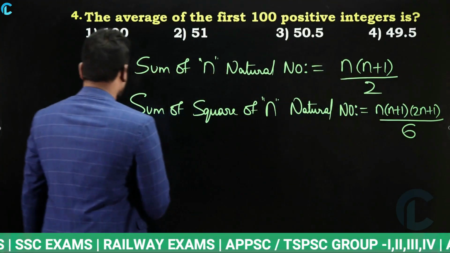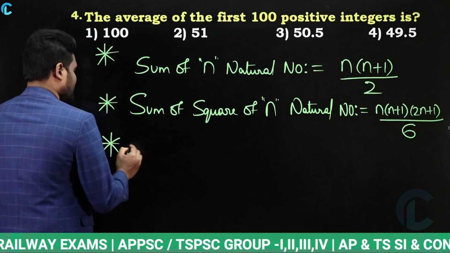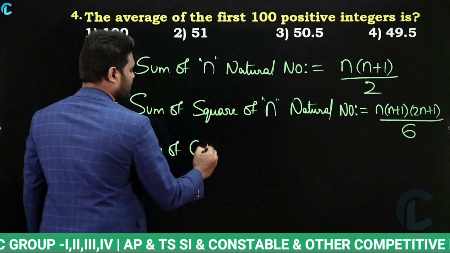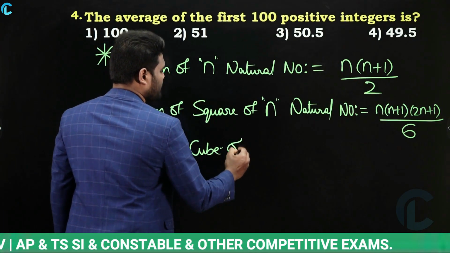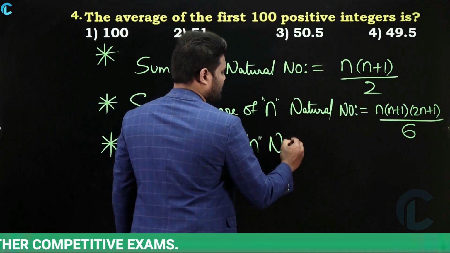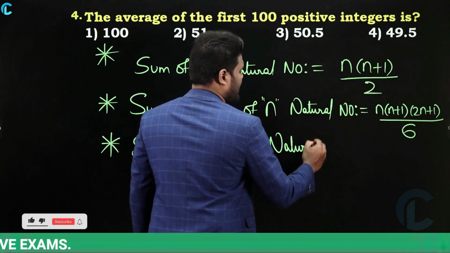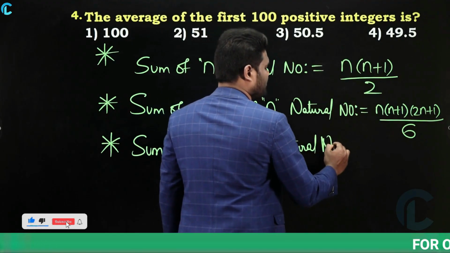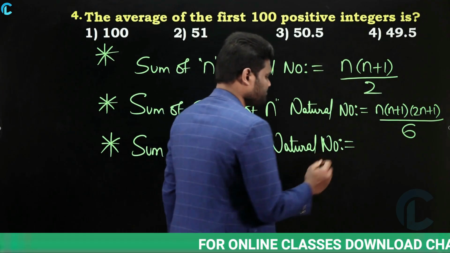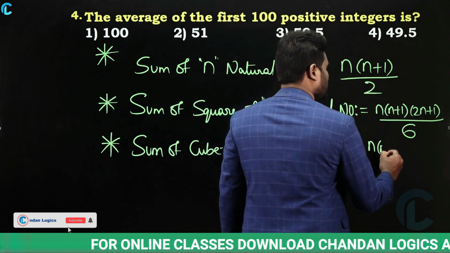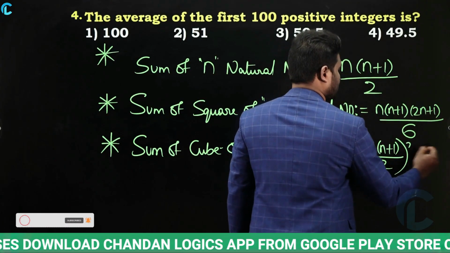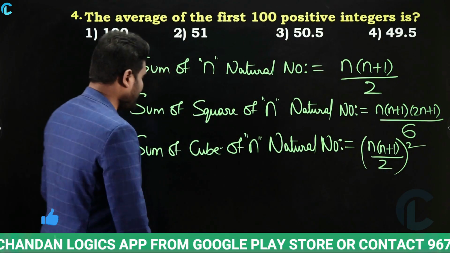Next, similarly, one more formula, that is the sum of cubes of n natural numbers. What is the formula for this one? The formula is nothing but n into n plus 1 by 2 whole square. Yes or no? So these are very important.